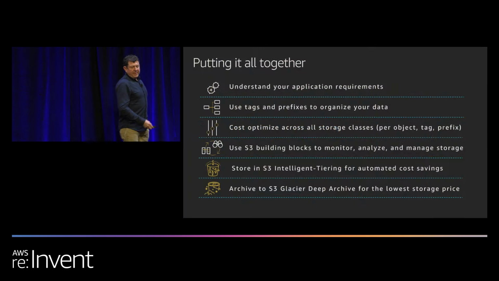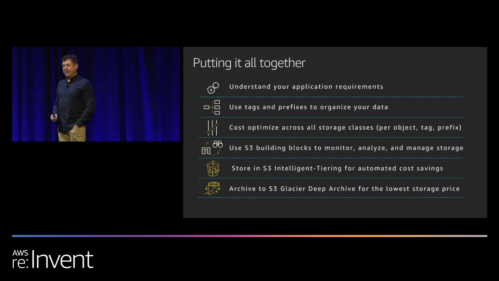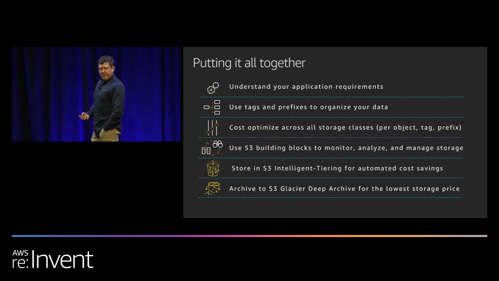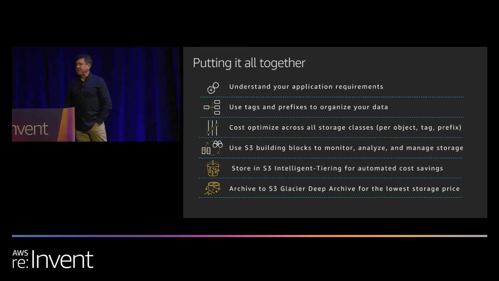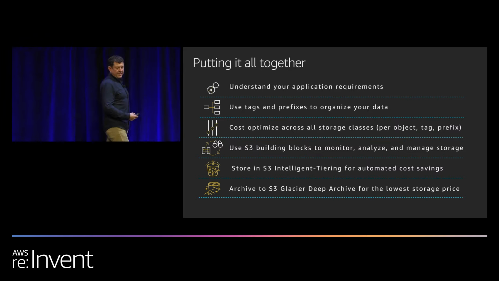So wrapping up, we covered quite a bit in here. Just a few reminders. It starts with the application, it starts with the workload. You need to understand your application's requirements. Organize your data. Tags are very, very powerful to do this. Prefixes can not only help with optimizing for performance, but also with understanding where your data lives and being able to set lifecycle policies and the like against those organizational structures.